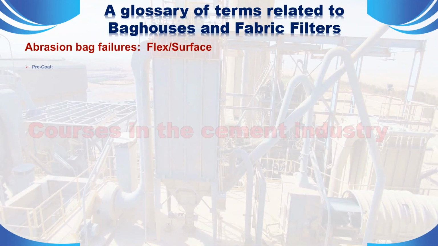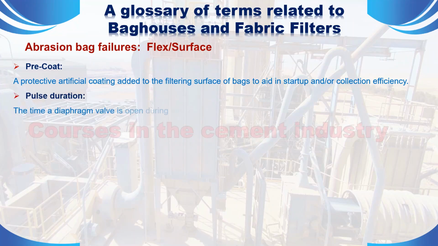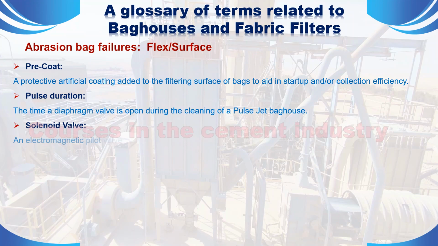33. Precoat. A protective artificial coating, added to the filtering surface of bags, to aid in startup and or collection efficiency. 34. Pulse duration. The time a diaphragm valve is opened during the cleaning of a pulse jet baghouse. 35. Solenoid valve. An electromagnetic pilot valve, used to activate a diaphragm valve on a pulse jet baghouse.